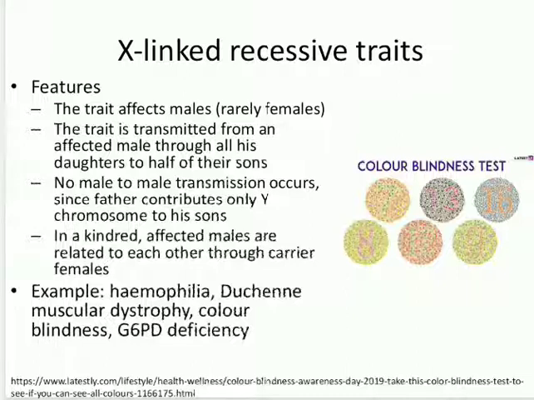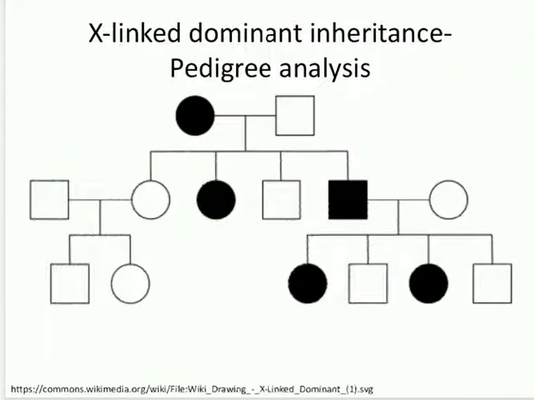Again, the trait affects males, rarely females. The trait is transmitted from an affected male through all his daughters to half of the sons, and no male-to-male transmission occurs since the father contributes only the Y chromosome to his son. In a kindred, affected males are related to each other through a carrier female. Examples: hemophilia, Duchenne muscular dystrophy, color blindness, G6PD deficiency.